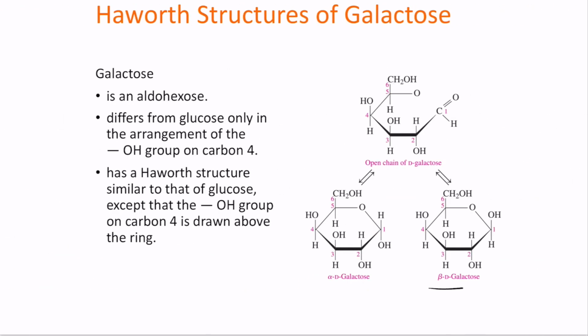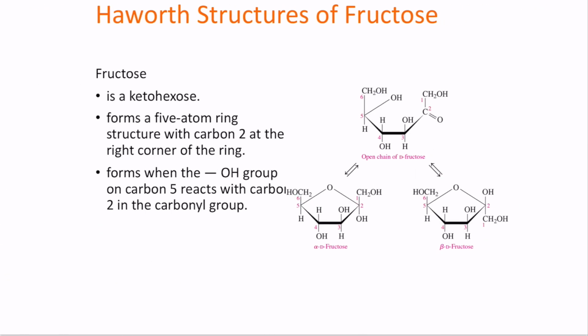These are the two structures of galactose, which is an aldohexose, and it differs from glucose only in that on the fourth carbon, the OH is on the top and H is on the bottom. This is the only way it differs from glucose.